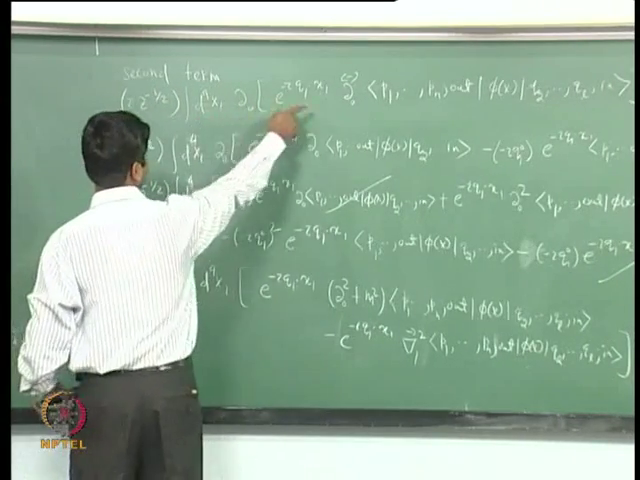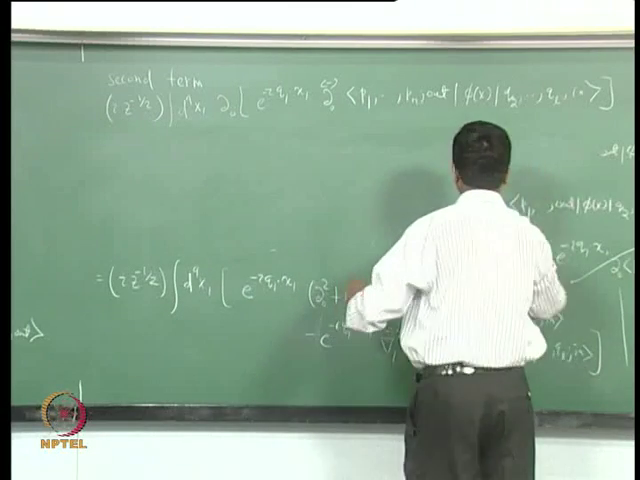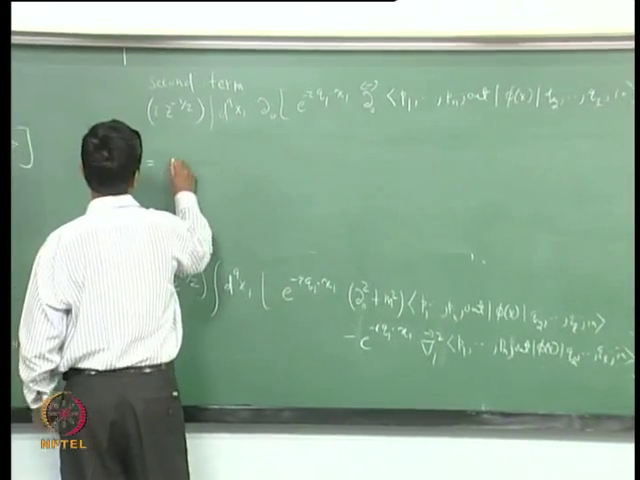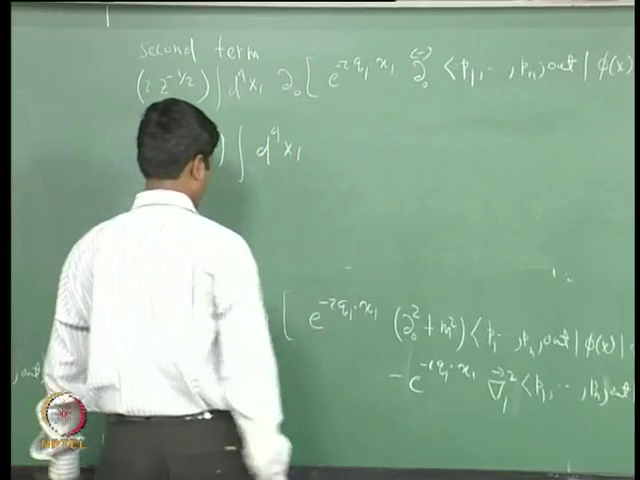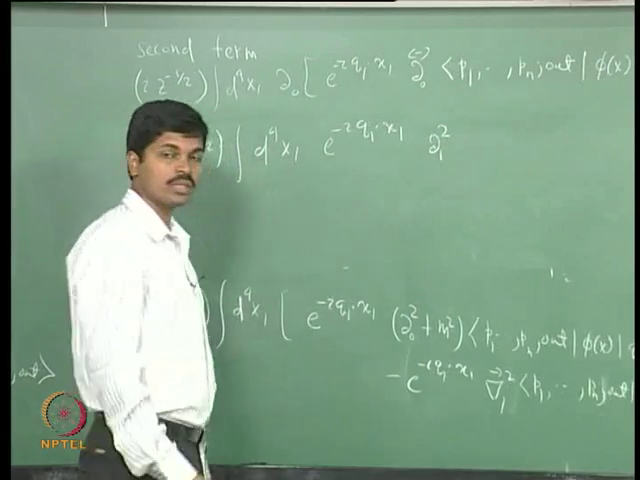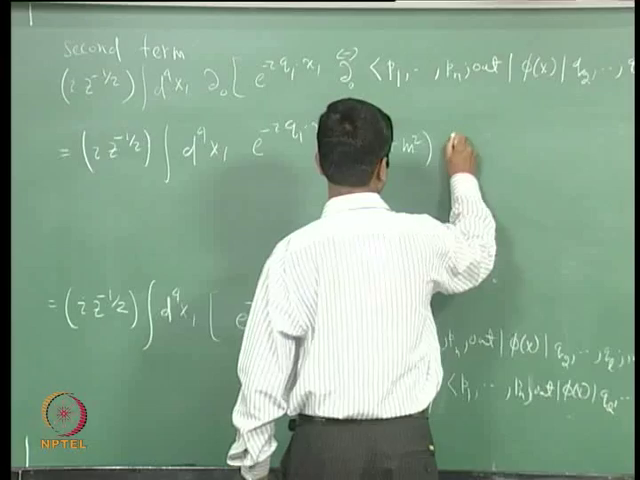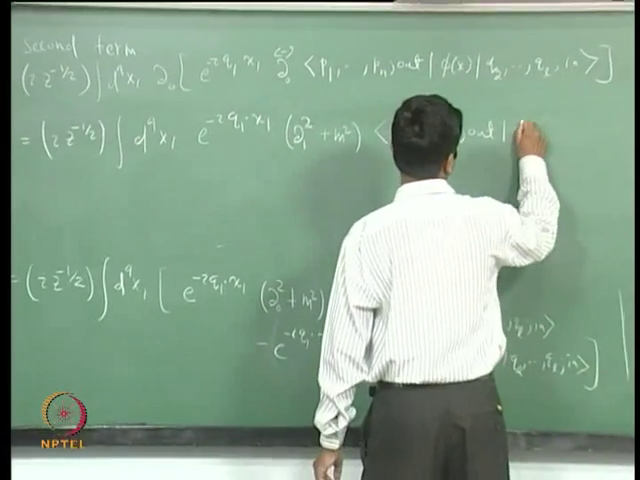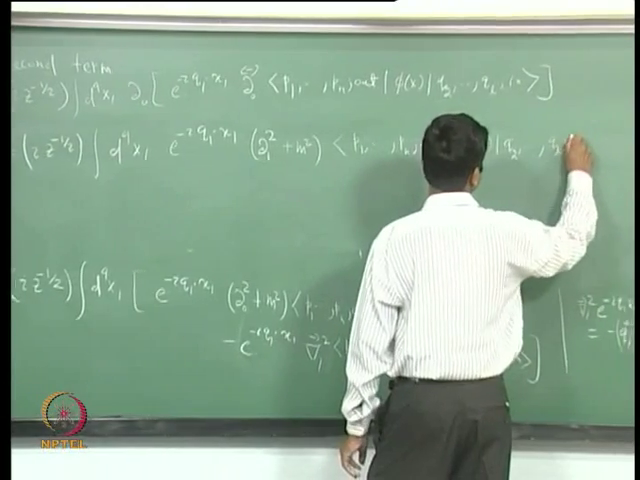So what you have seen is the second term here is nothing but, when the surface term vanishes, at the end of the day you get this term equal to i z^(-1/2) integration d^4x_1 e^(-i q_1·x_1) (□_1 + m^2), where □_1 I will denote as the D'Alembert operator, acting on this state ⟨p_1 up to p_n out| φ(x) |q_2 up to q_l in⟩.